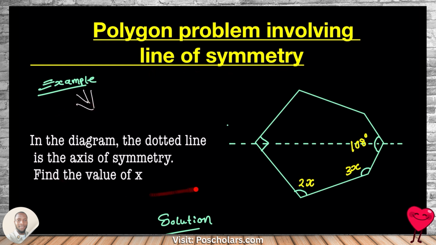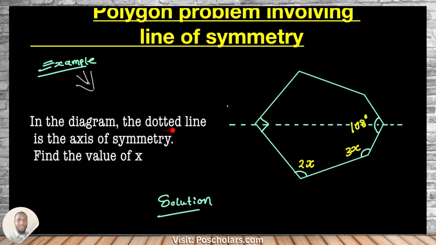Have you seen this kind of question before? If you haven't, now listen up so that you understand how to solve it whenever you see it. The question says, in the diagram, the dotted line is the axis of symmetry. Find the value of x. Now here's the dotted line, right?